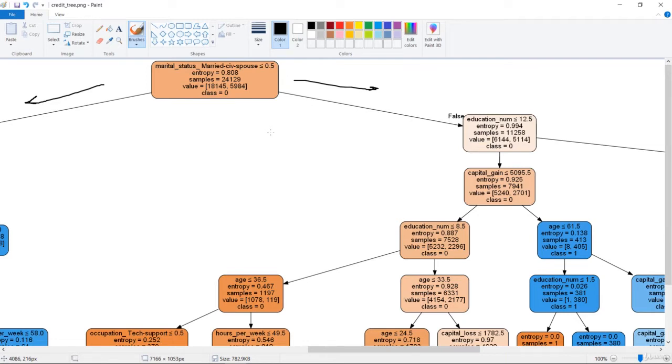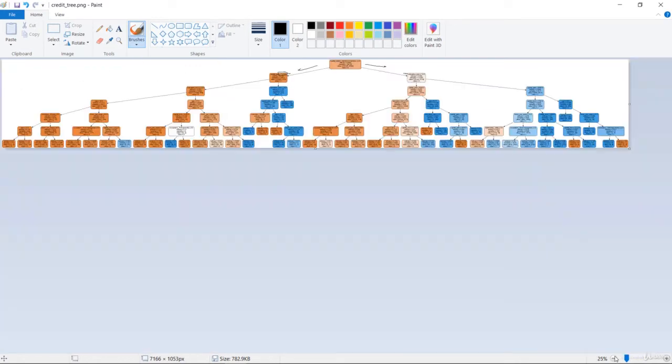Your question might be right now, what is the criteria, or how can we calculate first the most important feature and how can we make this split? Why are we saying 0.5, and why are we saying here 12.5 and here 8.5, right? These are very, very valid questions, and we will answer all these questions right now. But the most important thing to know here is that the final output should be something like this.